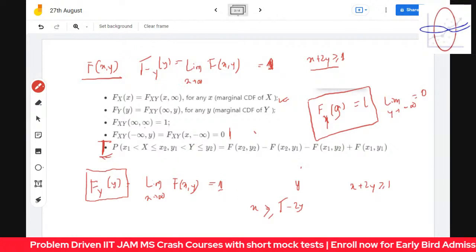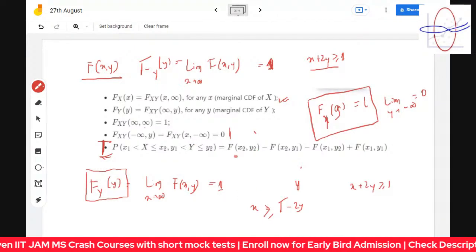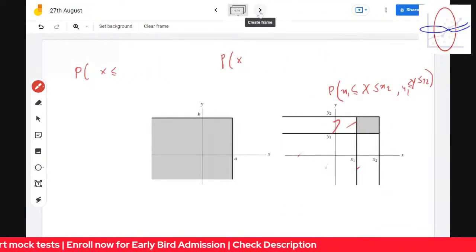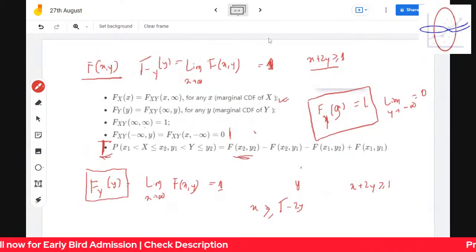Now understand that, let's try to find this out for various regions of such rectangles.